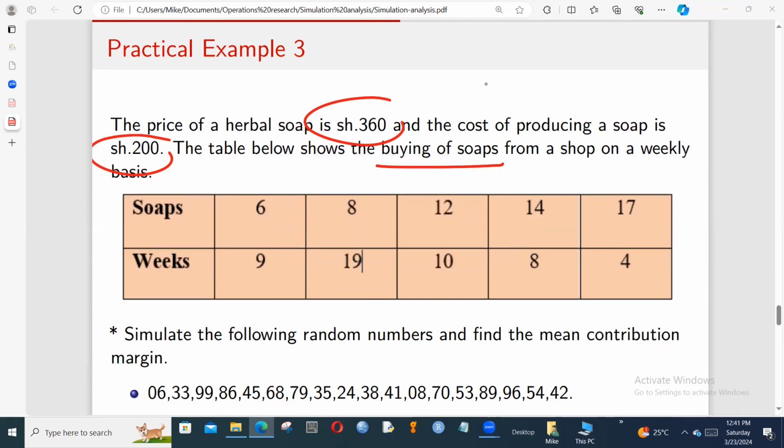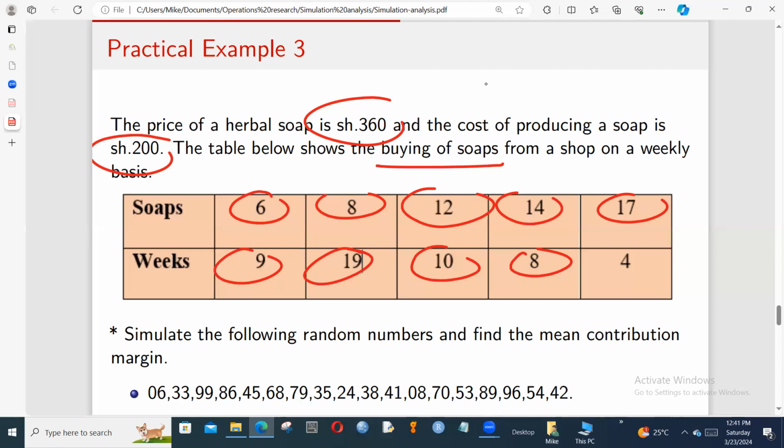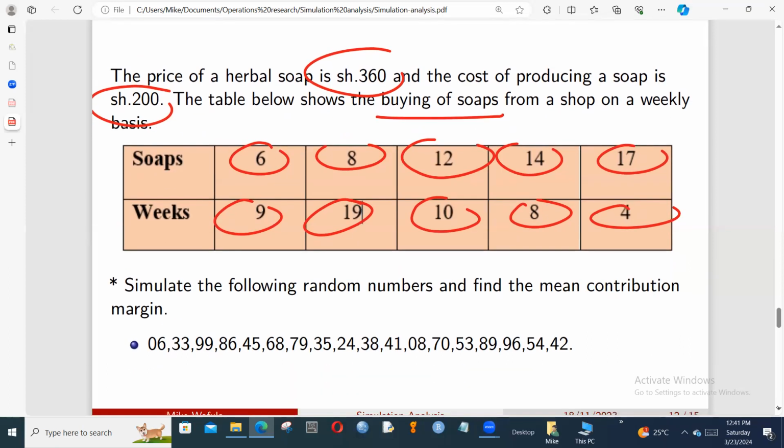Anyway, so we have a table here showing the buying of soaps from a shop on a weekly basis. So maybe 6 soaps are bought for a period of 9 weeks. 8 soaps have been bought for a period of 19 weeks. 12 soaps have been bought for a period of 10 weeks. 17 soaps have been bought for a period of 4 weeks. And so the question now comes, simulate the following random numbers and find the mean contribution margin.